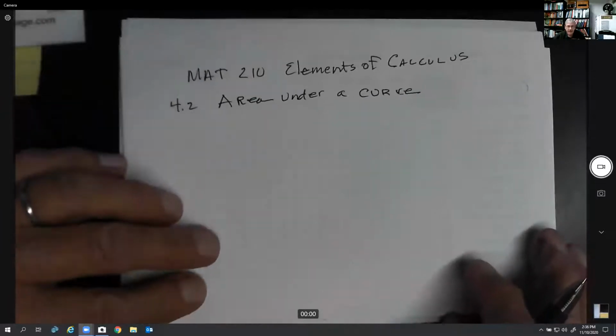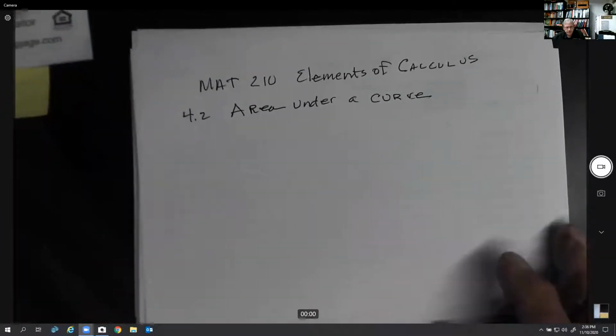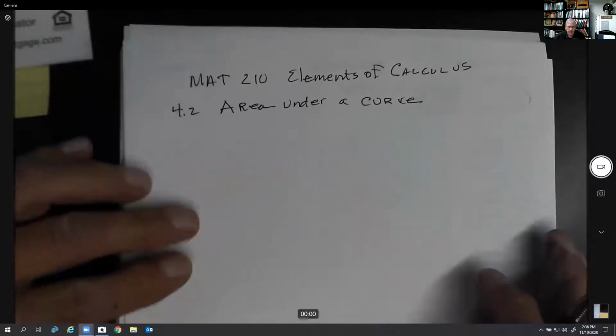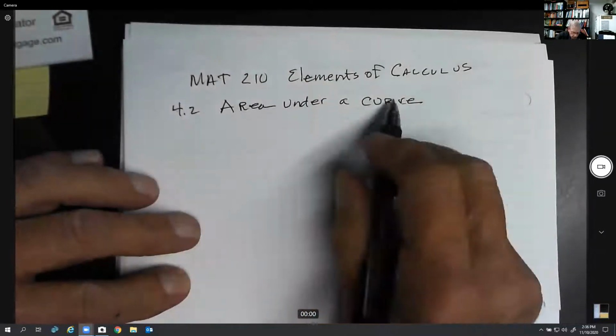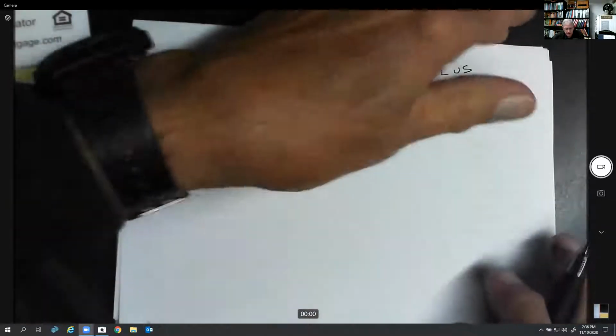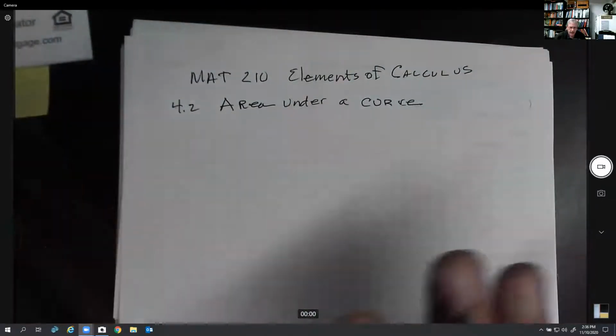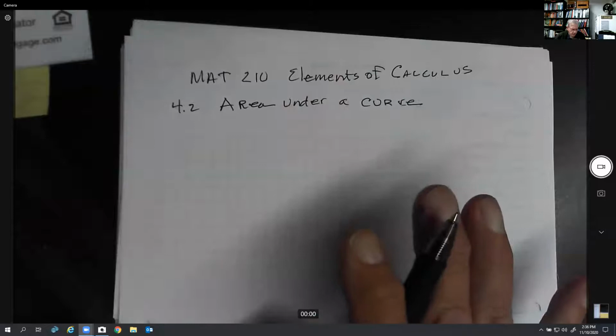So in this section, 4.2, we're going to talk about something called area under the curve. We're going to use integration and some other techniques to help us find the area under a curve.